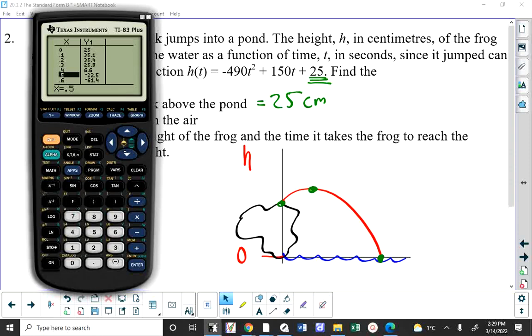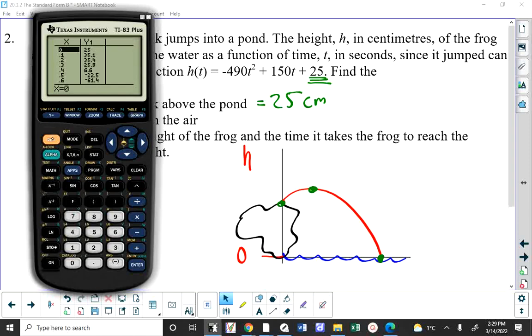So now what I can do is say, I'm not going to go from 0 to 2 seconds. Let's go 0 to half a second. Now, when I go back to my table, the maximum height appears to be around 35 centimeters, right? So I'm going to go up to 40.